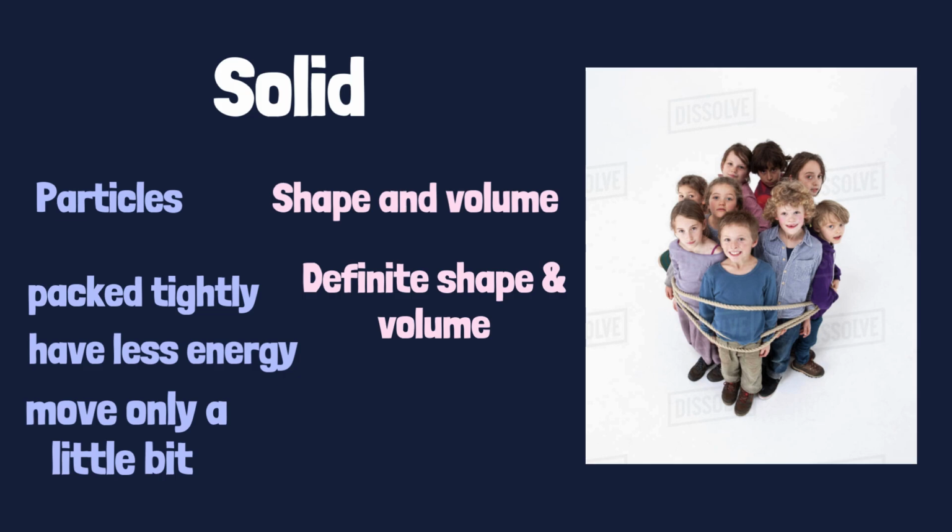Here we can say solid looks like these kids. They are packed, okay? They are close to each other. So we can say the particles of the solid state are packed tightly, have less energy, and move only a little bit, and this causes the solid to have a definite shape and volume.